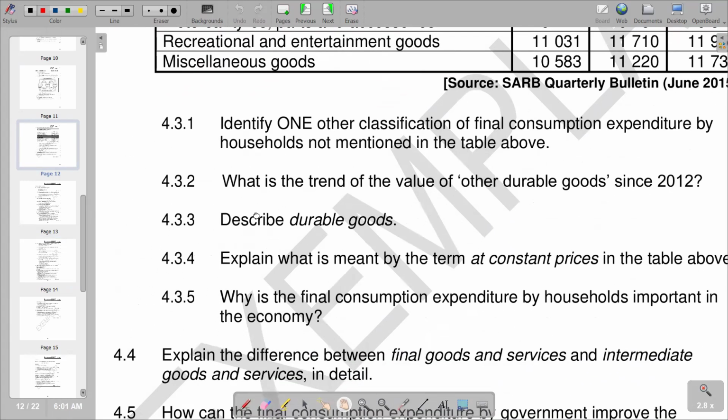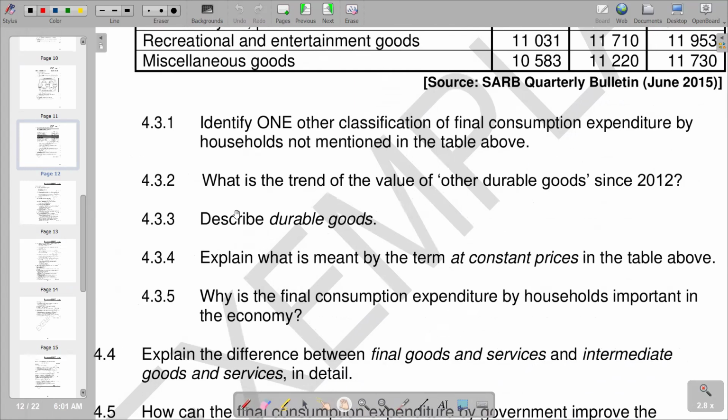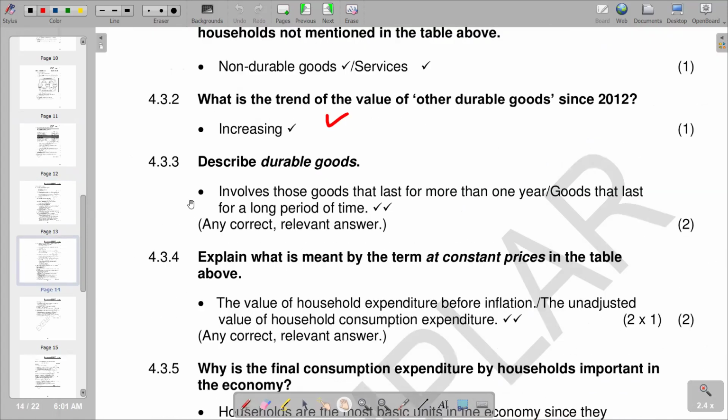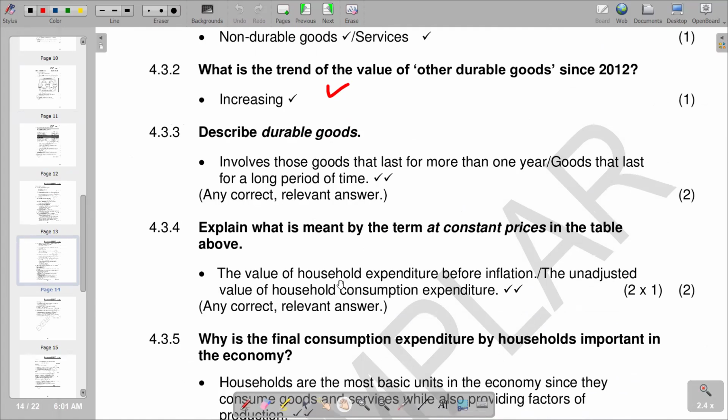Explain what is meant by the term constant prices in the table above. So we are saying constant prices, obviously, are prices before adjustments are made in terms of inflation. So this is what we have in terms of constant prices. We're saying the value of household expenditure before inflation, the unadjusted value of household consumption expenditure. So that is at constant prices.